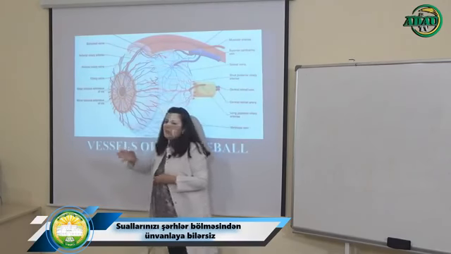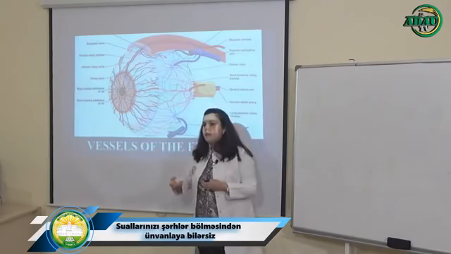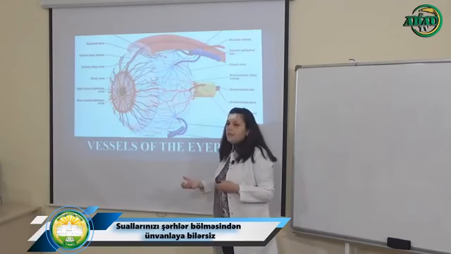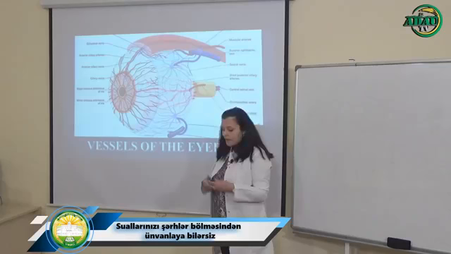The function of the circle is to supply the iris, ciliary body, and the organs of the anterior part of the eyeball.